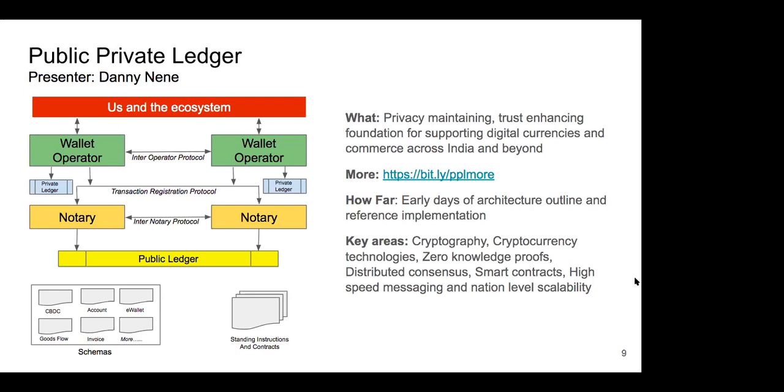We are in very, very early days. We are creating the architecture outline and the reference implementation. Very early days right now. I think the key areas that we are looking for is, on one hand, obviously cryptography and cryptocurrency technologies, zero knowledge proofs, because the public needs to be able to trust the private data, and also, because this is on such a large scale, how do you do distributed consensus management? How do you do high-speed messaging when we try to implement something at a nation level, and also implementation of smart contracts.